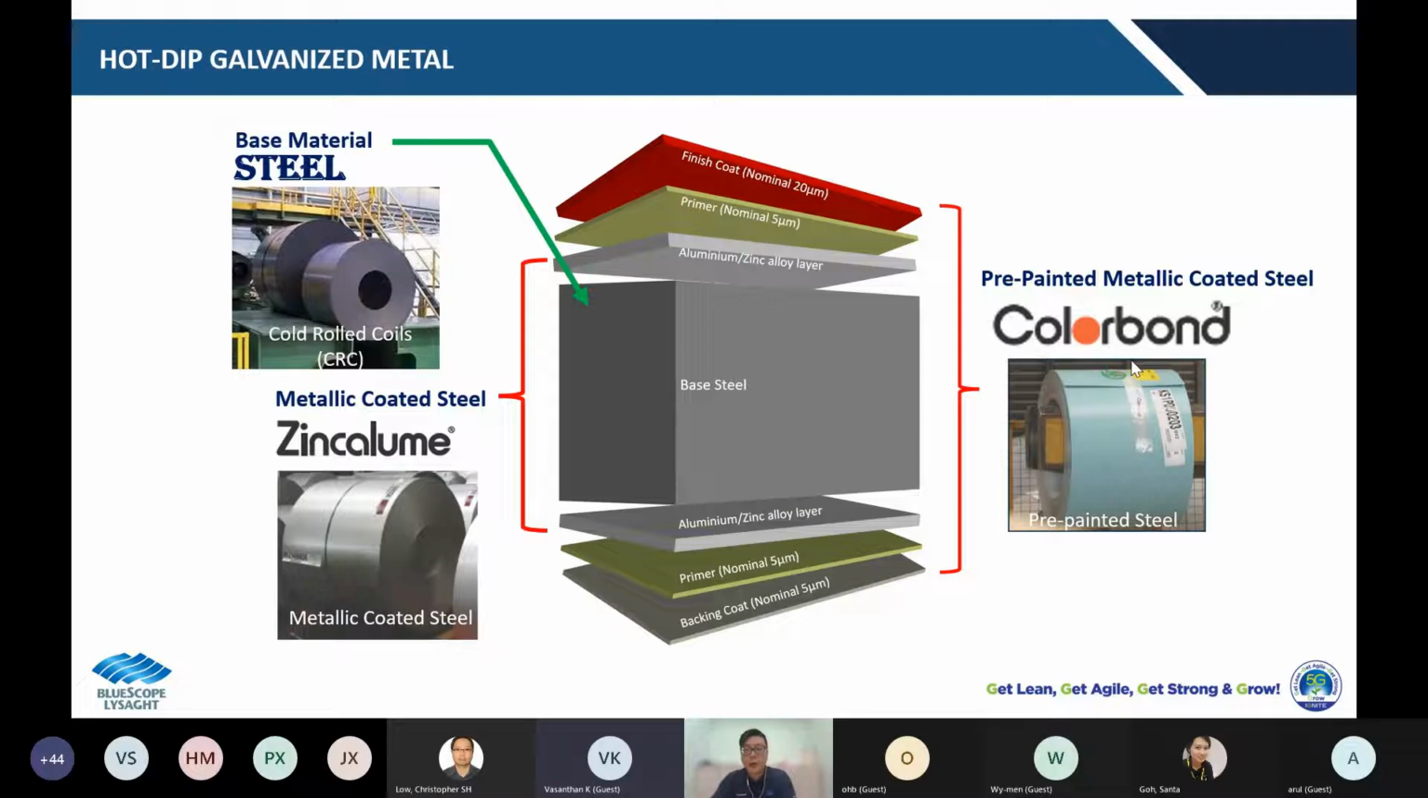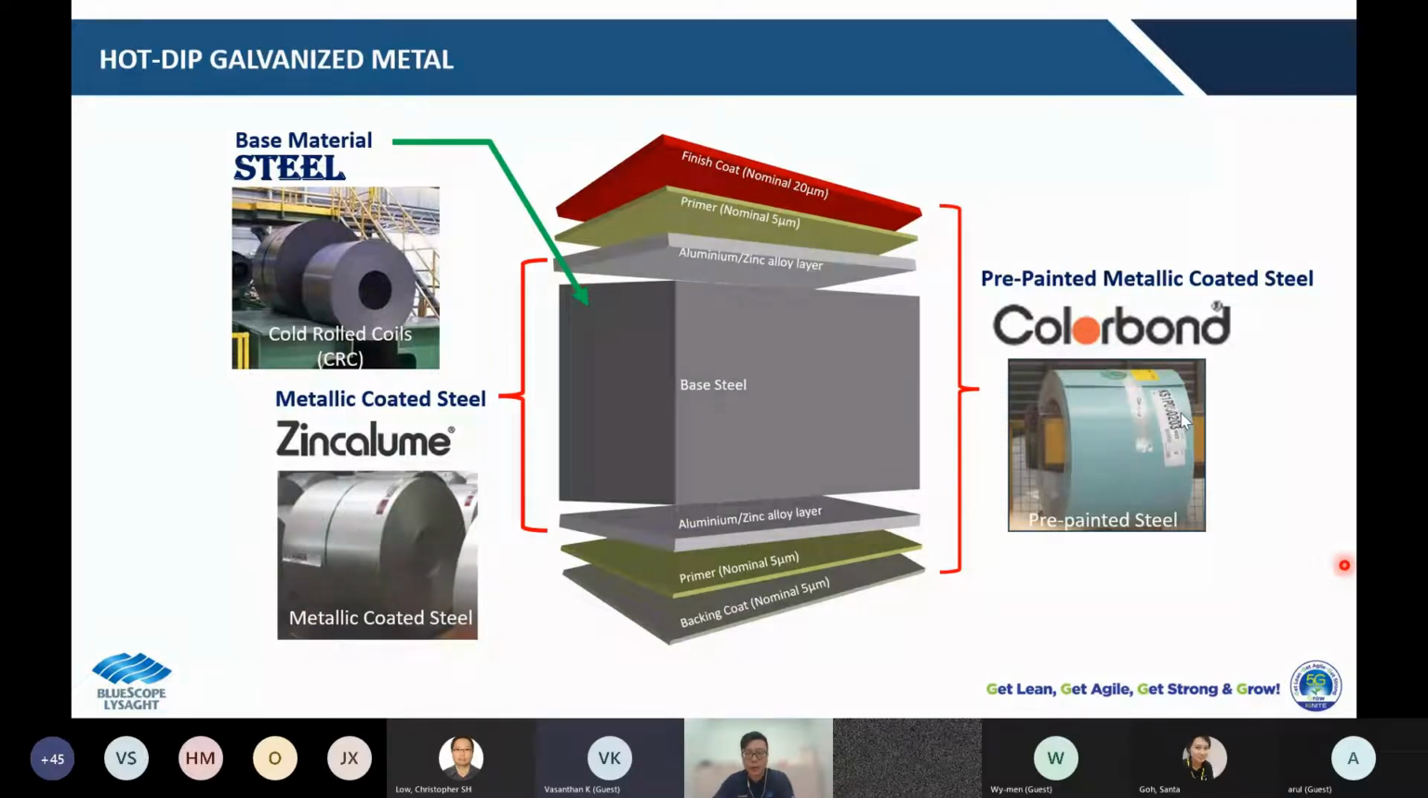When the CRC has been processed with the metallic coating on the front and back surface of the base steel with the hot dip galvanized method, we name it metallic coated steel, or we call it Zincalume as a product name for NS BlueScope. The front and back of the metallic coated steel or Zincalume is just the bare silver color without any color coated. So this is how it looks when in the metallic coated steel process.